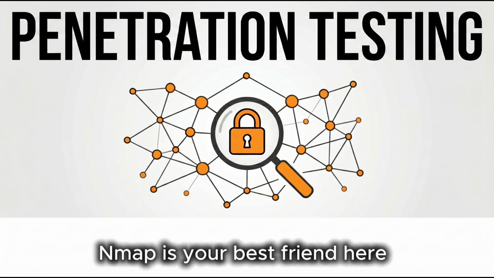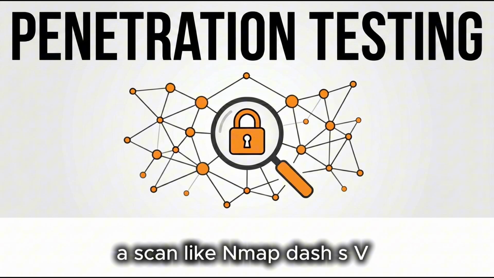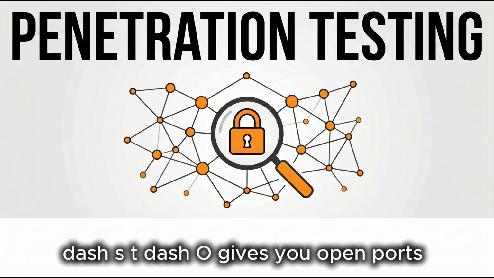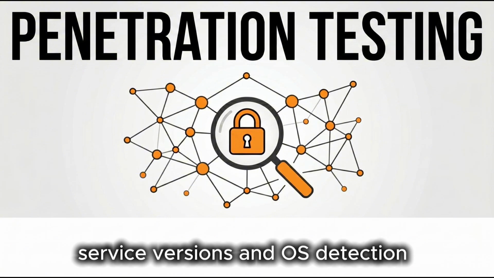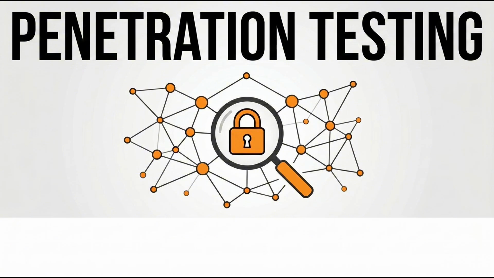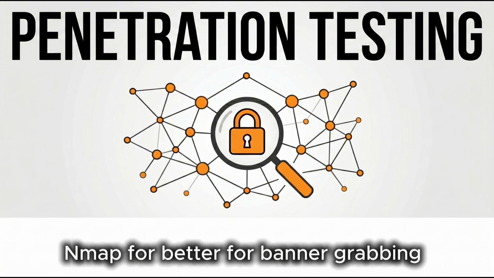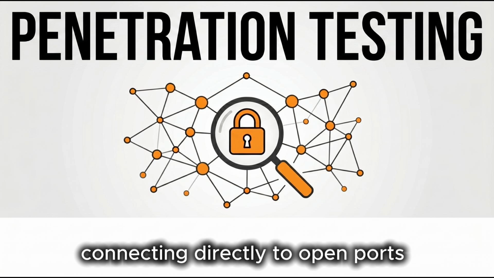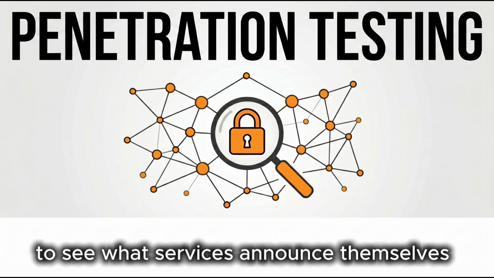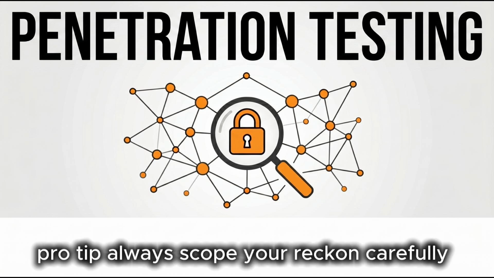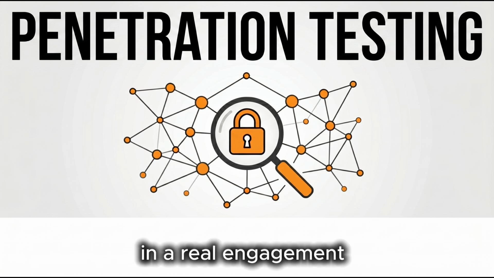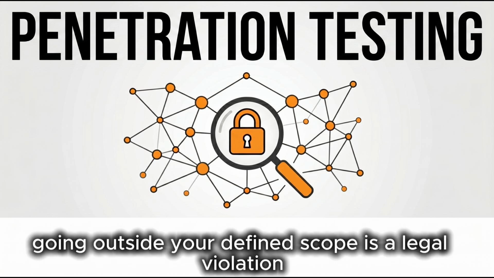Nmap is your best friend here. A scan like nmap -sV -sC -O gives you open ports, service versions, and OS detection. Netcat for banner grabbing, connecting directly to open ports to see what services announce themselves. Pro tip, always scope your recon carefully in a real engagement. Going outside your defined scope is a legal violation.